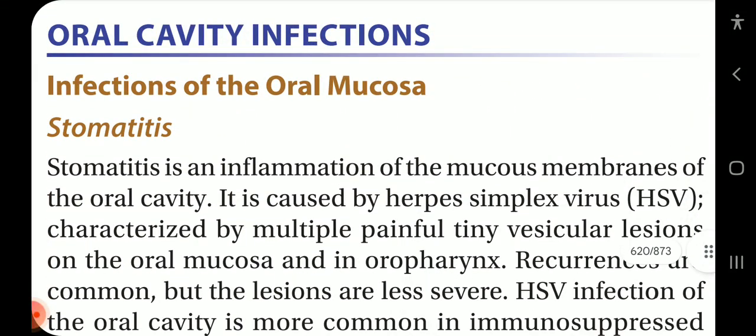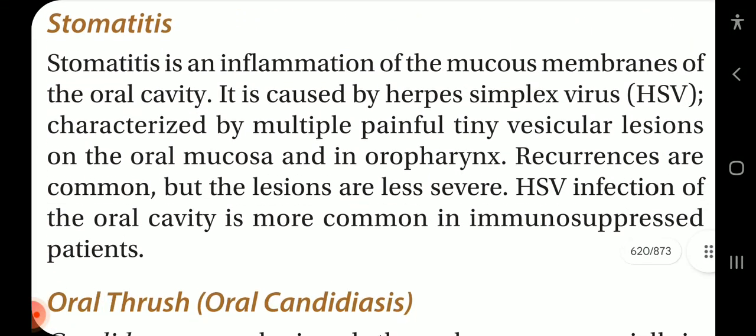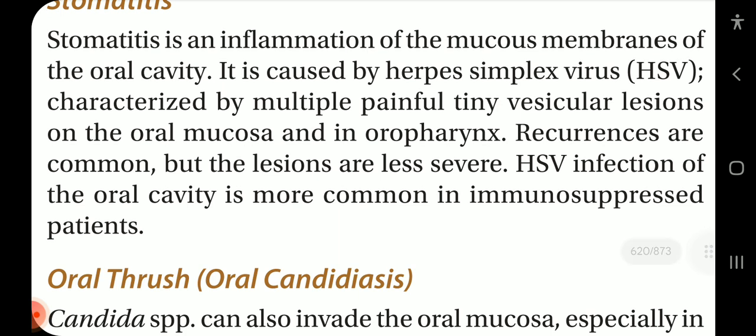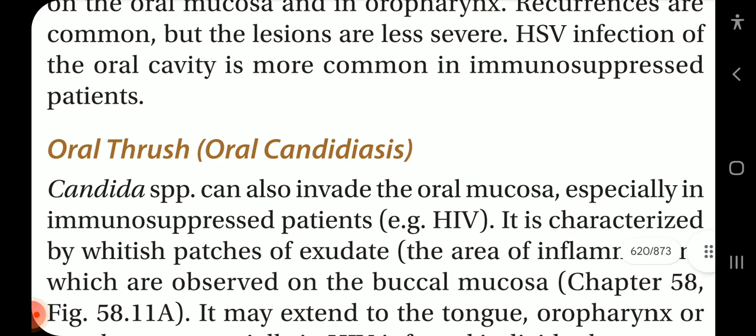Now coming on to oral cavity infections. Infections of the oral mucosa: stomatitis. Stomatitis is an inflammation of the mucous membrane of the oral cavity. It is caused by herpes simplex virus (HSV), characterized by multiple painful tiny vesicular lesions on the oral mucosa and in the oropharynx. Recurrences are common but the lesions are less severe. HSV infection of the oral cavity is more common in immunosuppressed patients.